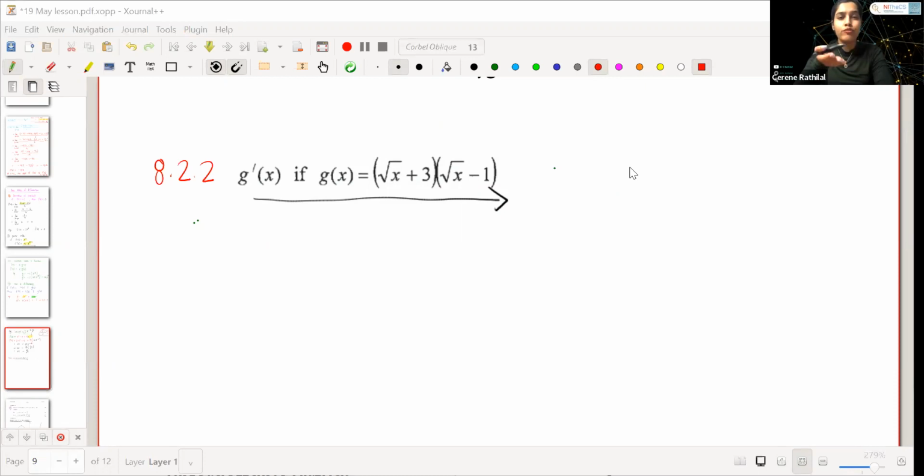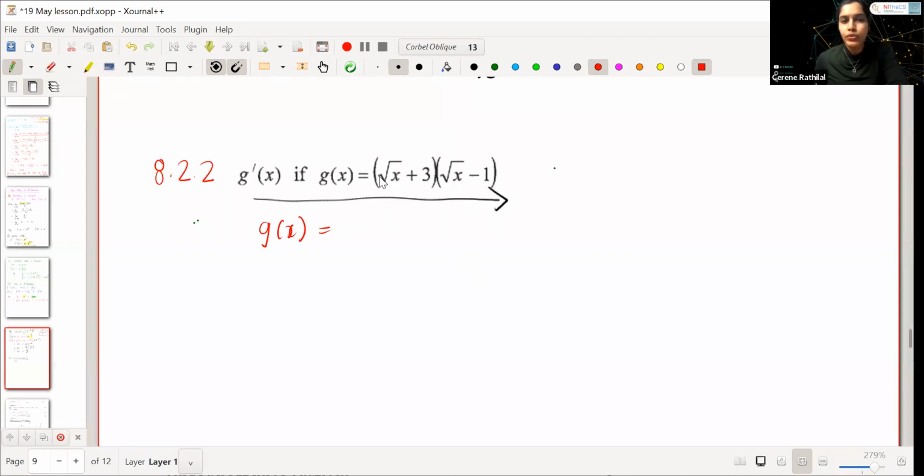So what we're going to have to do is get rid of the product. Is there a way for us to get rid of the product? Yes, there is. And how do we do that? We simply multiply. So let's rewrite g of x. That's what we aim to do in here. Okay, so let's rewrite g of x.